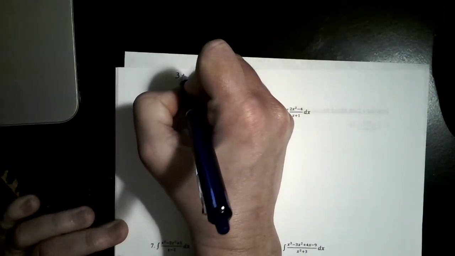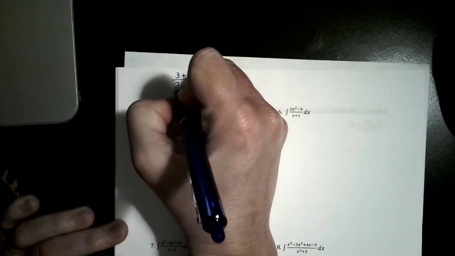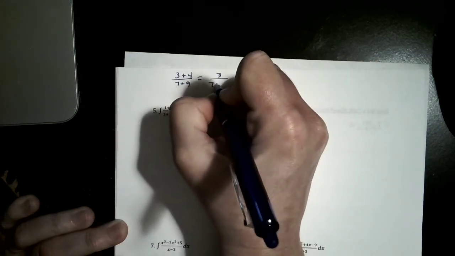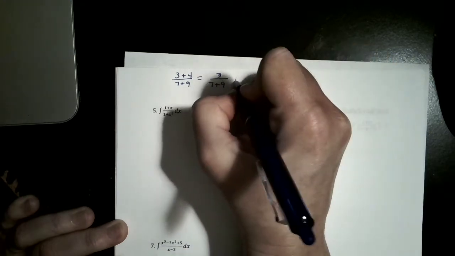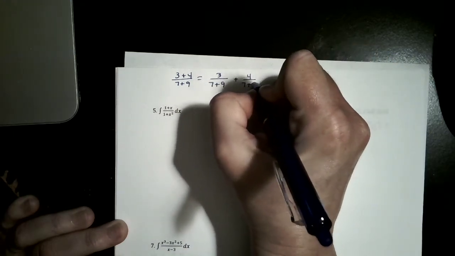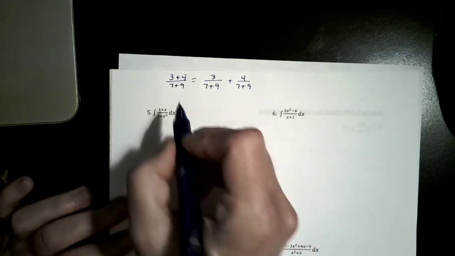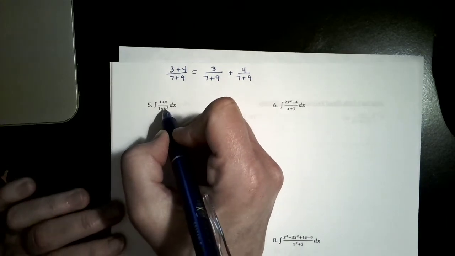If I have 3 plus 4 over 7 plus 9, I'm allowed to split that up into 3 over 7 plus 9 plus 4 over 7 plus 9. I'm allowed to do that because they still have a common denominator, so I can add them together, right? That same idea applies here.